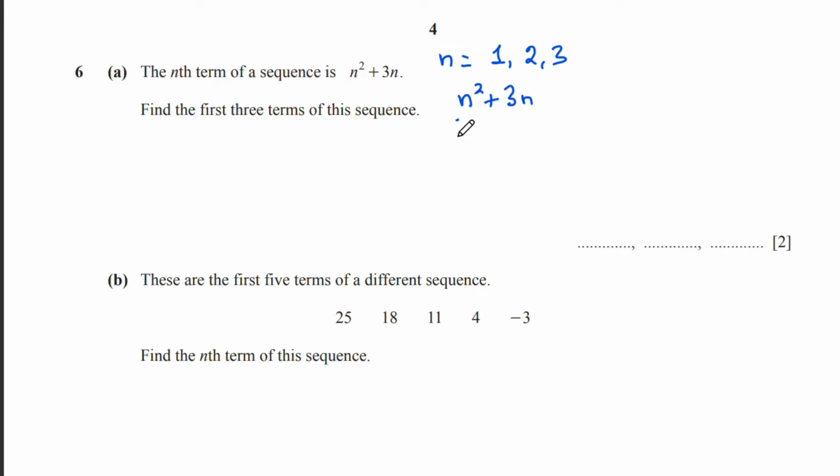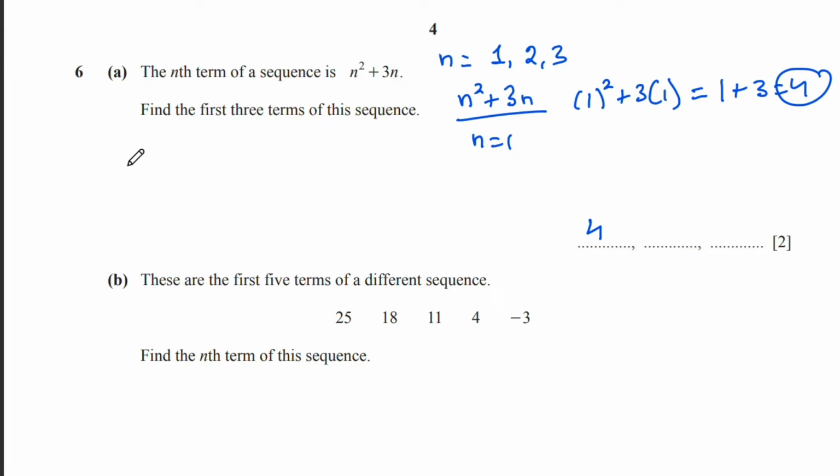So n square plus 3n, substituting n equals to 1. So this will be 1 square plus 3 into 1, which is 1 plus 3, that is 4. So 4 is the first term.